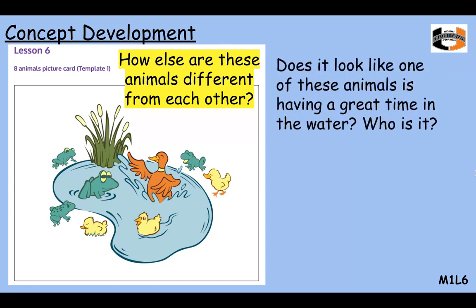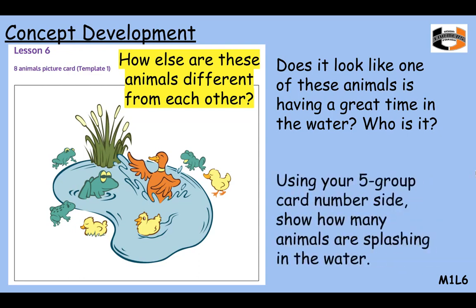Does it look like one of these animals is having a great time in the water? Who is it? Using your 5 group card number side, show how many animals are splashing in the water. And if you don't have your 5 group cards, you can write the number. Right, there is 1 animal splashing in the water.